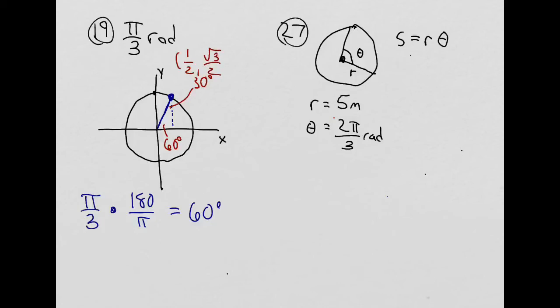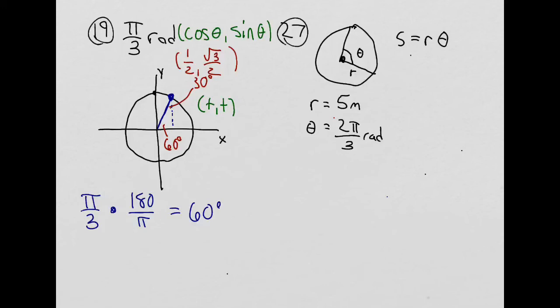Then we check the quadrant. It's in the first quadrant, so it's going to be positive and positive. I don't need to change the signs, and so I'm basically done. My cosine of theta is 1/2, and my sine of theta is square root of 3 over 2. Basically the same as we did in the previous section, just with the extra step of converting it to degrees. So this should be a good review.